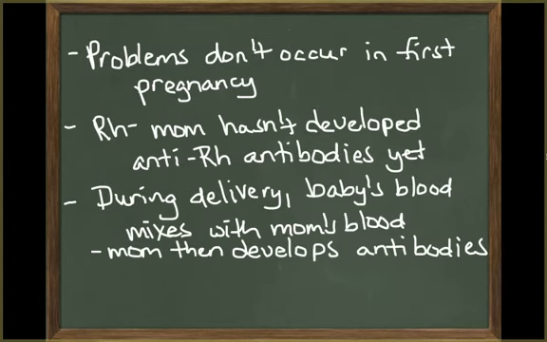Problems in a first pregnancy seldom occur with an Rh negative mom and an Rh positive fetal baby. This is because very few fetal cells enter the maternal circulation, and so the mother's immune system hasn't yet developed the anti-Rh antibodies. Remember, if the mother is Rh negative, she will only develop the anti-Rh antibodies once her blood is exposed to the Rh antigens.